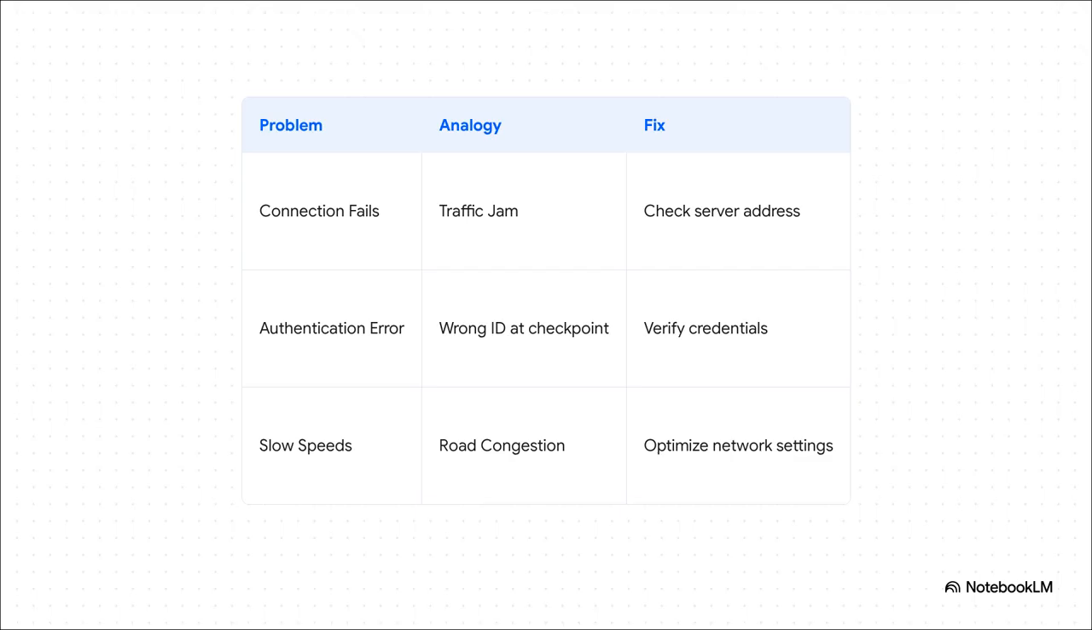But of course, even the best laid plans can run into problems. If your connection fails, think of it like a traffic jam in the tunnel. Usually, the fix is just making sure you have the right server address. If you get an authentication error, well, that's like showing the wrong ID at a security checkpoint. You'll want to double-check your username, password, or certificate. And if things just feel slow, it's often just digital road congestion, which you can sometimes ease by tweaking a few network settings.